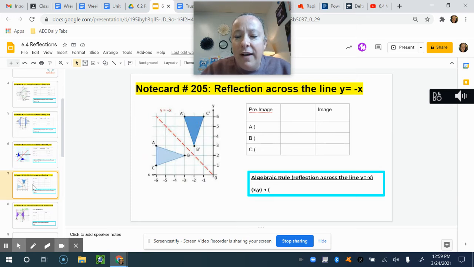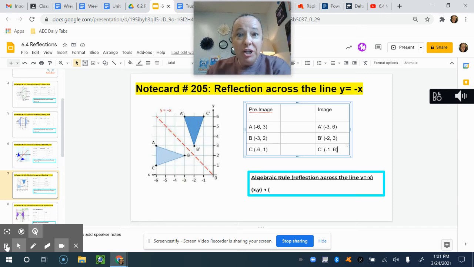All right, note card 205, we're going to be reflecting across the line y equals negative x. So that's this line. It's just like the other one. It goes to the origin, except its slope is negative 1. So it goes like this. So I want you to pause me, fill in as much as you can about this note card. Fill in as much as you can, and then play me and check yourself.